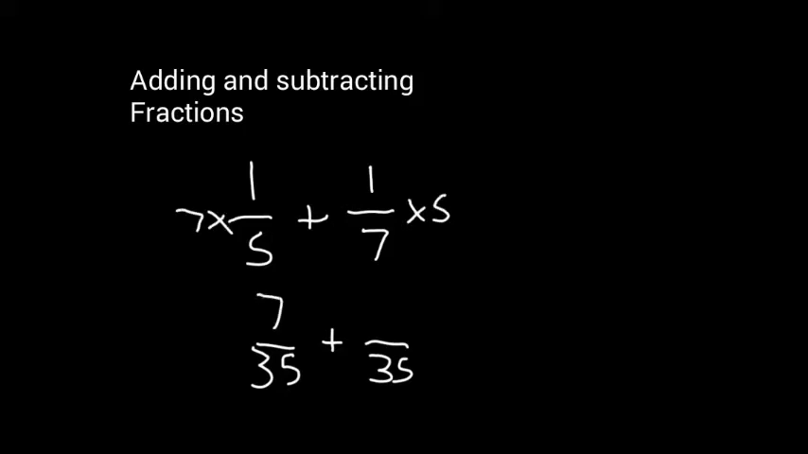So I have 7 over 35 plus 5 over 35. Now that I have a common denominator, it stays common throughout the problem. So I can just bring that over and then add my numerator. 7 plus 5 is 12.